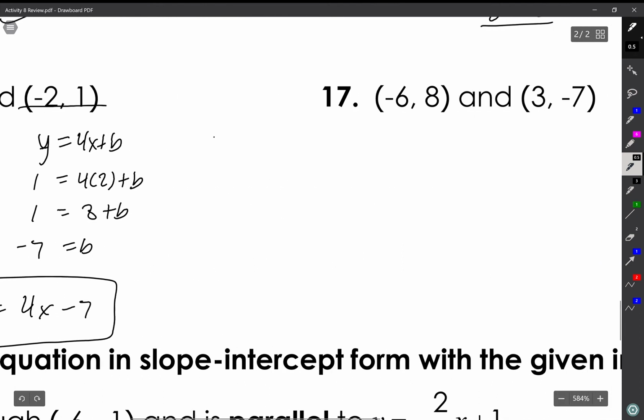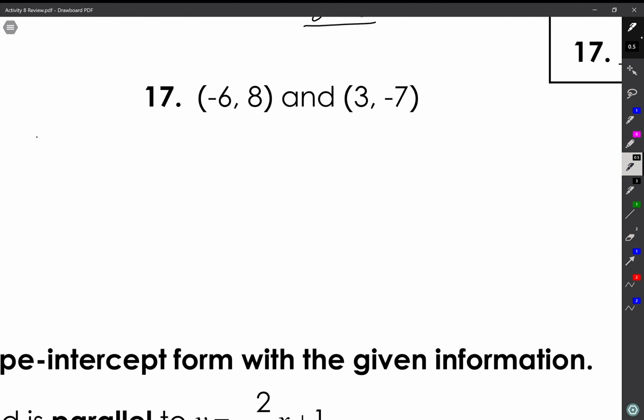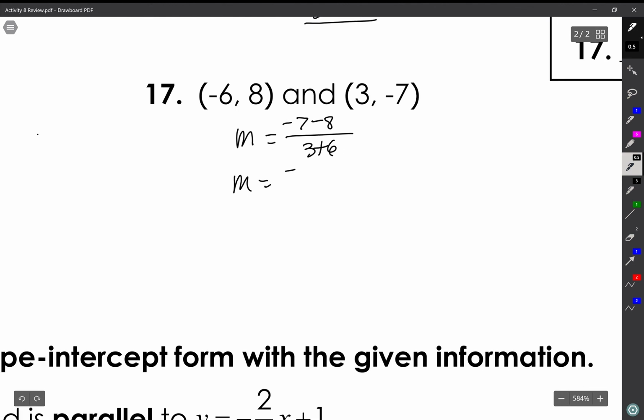Awesome. All right, last one in this group of problems. Just find the slope again, same thing as last time. So -7 minus 8 over 3 plus 6. m is equal to -15 over 9. This can be simplified. If you take a 3 out of both, we are left with -5 over 3.